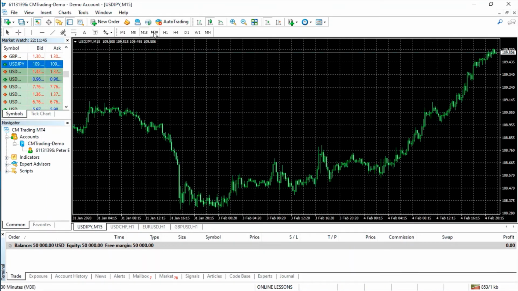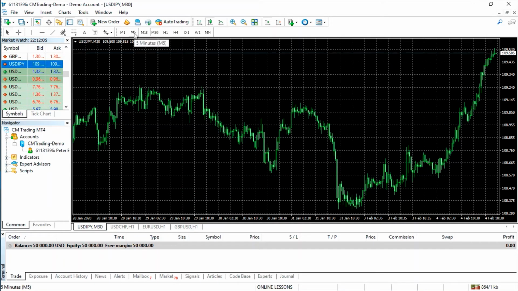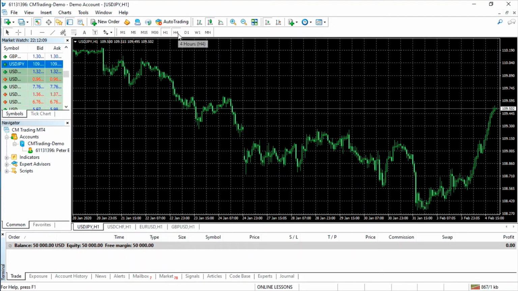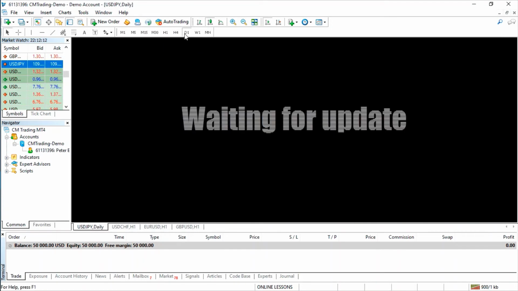Then we have the 15 minutes. When you click on the 15 minutes, it simply means that each candlestick being formed is a representation of the last 15 minutes. So in Forex we have 1 minute, 5 minutes, 15 minutes, 30 minutes, 1 hour, 4 hours, 1 day, 1 week, and 1 month.